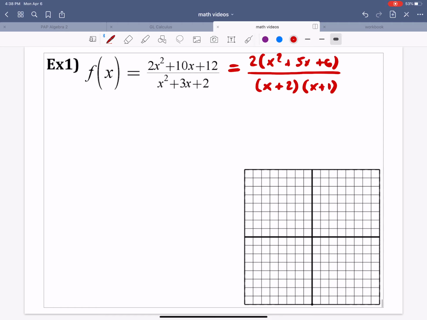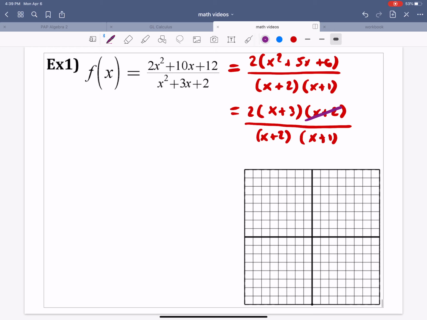Again, if you do not know how to factor, this video is not the place where you're going to learn how to factor. So factor the numerator one step further. That ends up being x plus 3 times x plus 2 all over x plus 2 times x plus 1. Now, hey, looky here. We've got an x plus 2 on the top and the bottom. Those are going to cancel out.